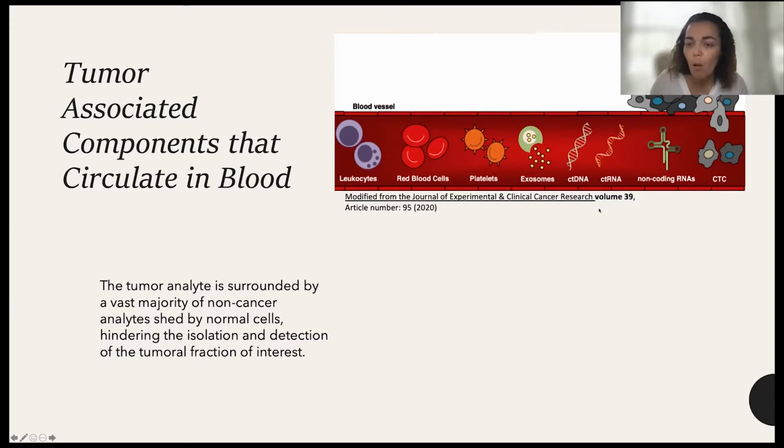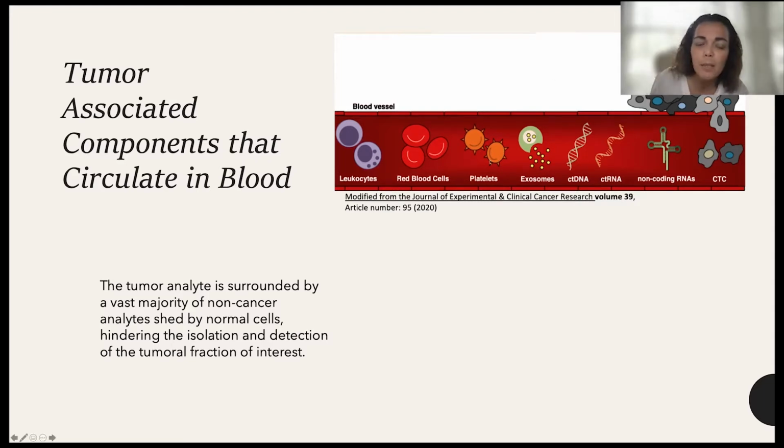However, and common to all of them, the tumor analyte is often surrounded by a vast majority of non-cancer analytes, which are shed by normal cells, and this can hinder the isolation and detection of the tumoral fraction of interest. So the development of sensitive technologies has boosted an interest in this field and has allowed the use of liquid biopsies as a minimally invasive source of neoplastic material for molecular analysis.